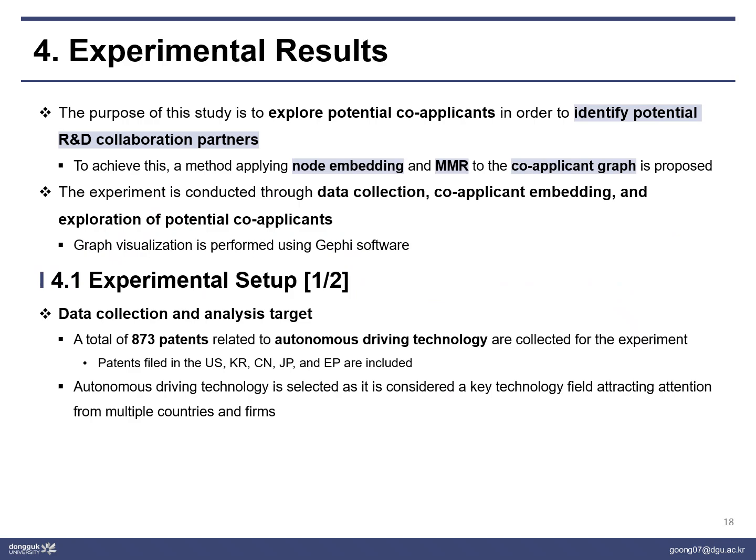This study proposed a method that applies node embedding and MMR to a co-applicant graph to identify potential R&D collaboration partners. Based on this, experiments were conducted, and the process consists of data collection, co-applicant embedding, and potential co-applicant exploration. First, patent data related to autonomous driving technology were collected in this study. In this step, patent data filed in 5 countries were collected.